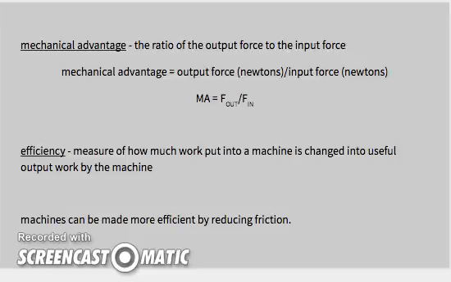In a couple of days, we're going to take a look at mechanical advantage and efficiency, and we're going to do the math with that. But that's all for our notes for today. This was short and sweet.